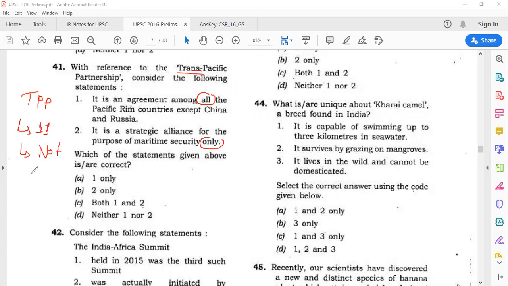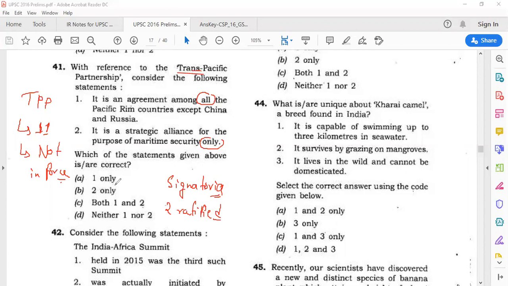This is the most important thing to understand. This TPP is not enforced because initially there are two things. First is signatories and second is ratifiers. So all these 11 countries were signatories, but only two ratified it. And initially the condition was all of them had to ratify it for this TPP to come into force.